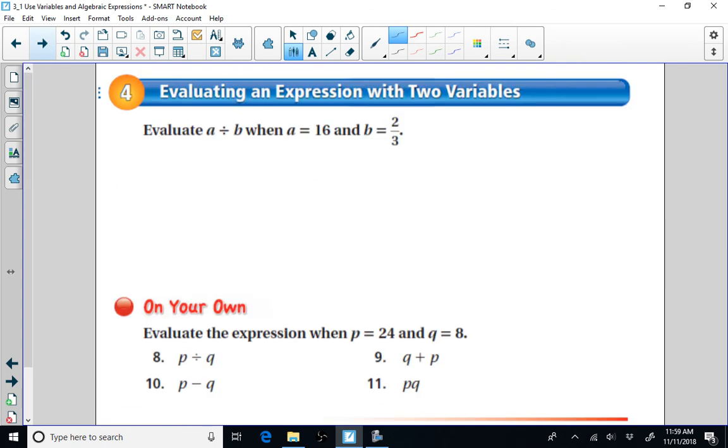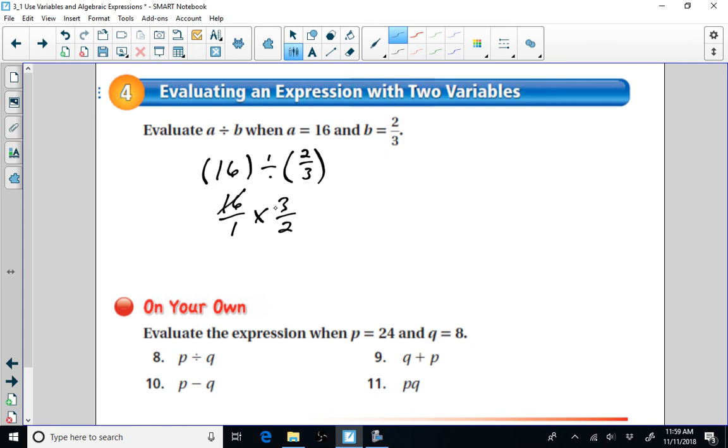If I look at our next example, I have the expression a number divided by another number. We're told that the first number is going to be 16 and the second number is going to be 2/3. So this is going to look like this: 16 in parentheses divided by 2/3. And both of these values are in parentheses because each of these values replace the variable. So then we write this using fractions, so 16 over 1, and we multiply by the reciprocal. It becomes 3/2. Right? When we divide fractions, we multiply by the reciprocal.